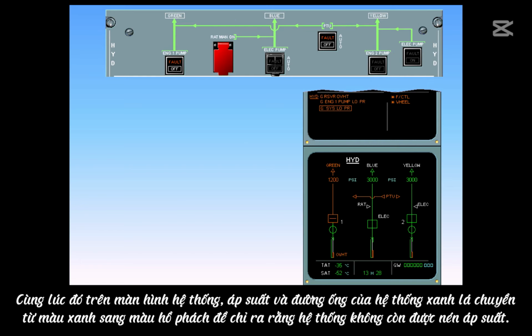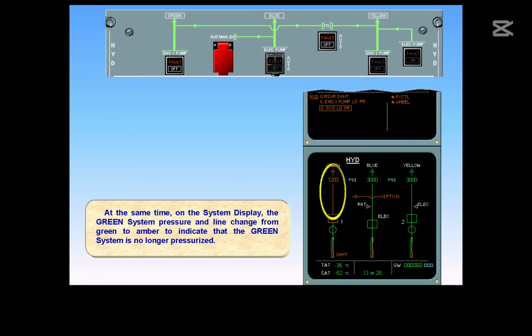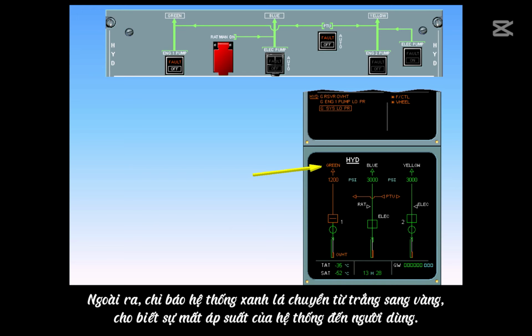At the same time, on the system display, the green system pressure and line change from green to amber to indicate that the green system is no longer pressurized. In addition, the green system indication changes from white to amber, indicating the loss of green system pressure to the users.